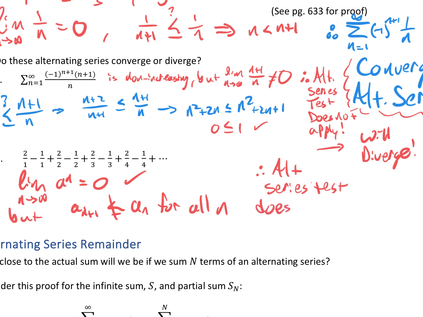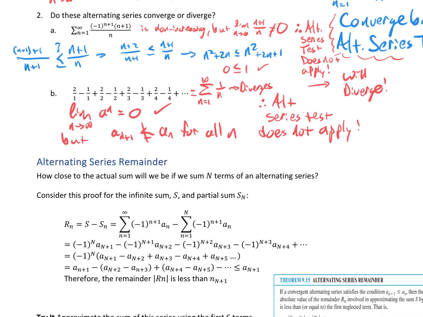And it doesn't apply because it's not non-increasing. Sounds like a double negative, but that's what's going on. Okay, and in fact, this will diverge. So this is actually equal to, and we won't prove it at the moment, you can think about this: the sum from 1 to infinity of 1 over n, which diverges because that is our harmonic series. So I'll let you look into that.